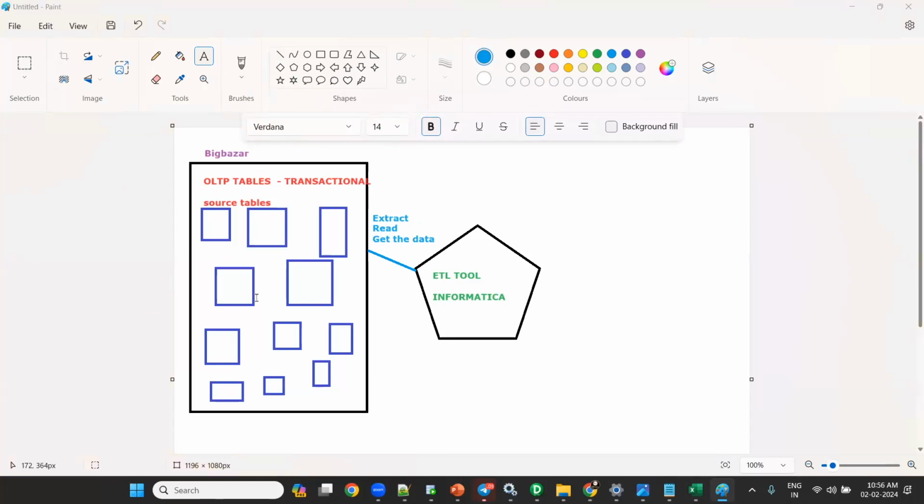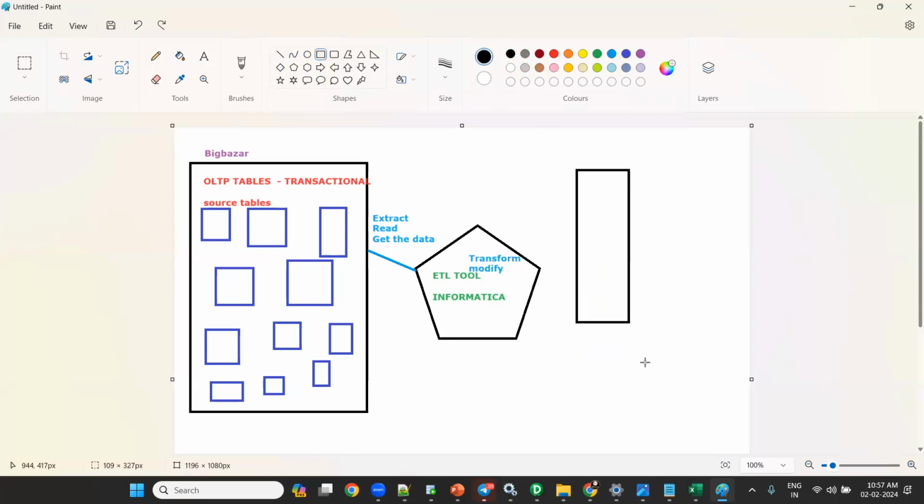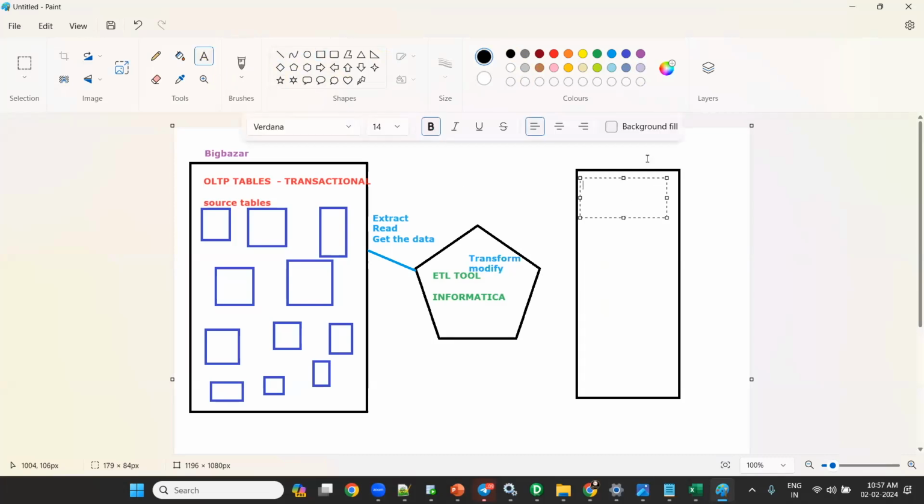So these are OLTP tables. This is the transactional database, which contains source tables. What will ETL do? It will extract from the source tables, transform it in ETL. What will it do? Modify. It will modify or transform the data as per the business logic and load it to target tables. This target is called OLAP. These are OLAP tables, analytical tables.